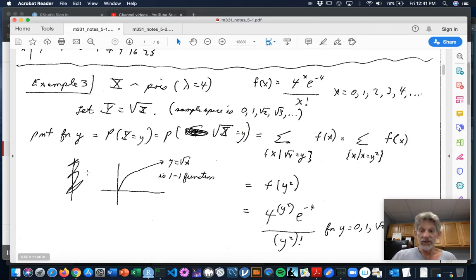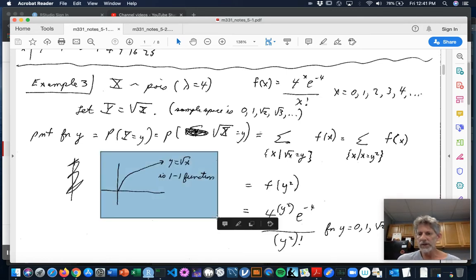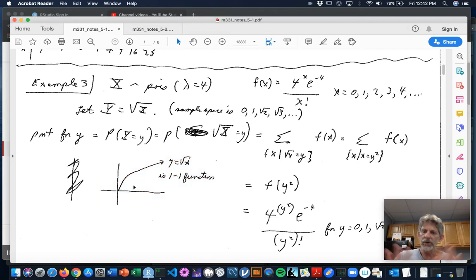One kind of convenient thing about this situation compared to the previous example is that our transformation is a one-to-one function. If you graph y equals square root of x, it's always increasing. And so if you draw a horizontal line through the graph, it'll only hit the graph once. So there's only ever one x that goes to a given y. One-to-one function. And whenever that happens, that's convenient because you don't have to think about adding up different little pieces of stuff. It's going to work out much easier for you when you do the back solving.